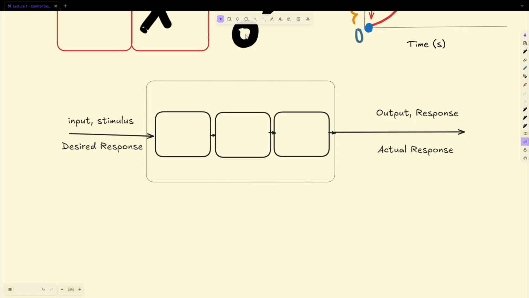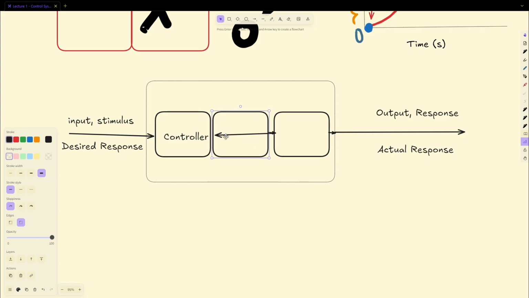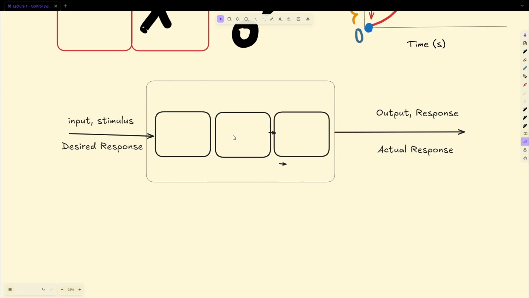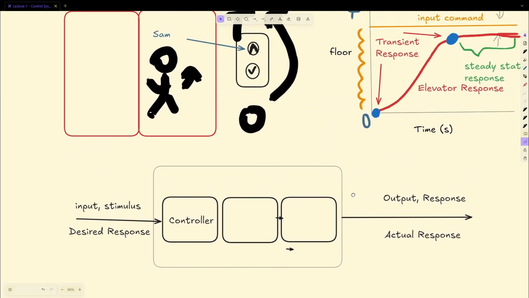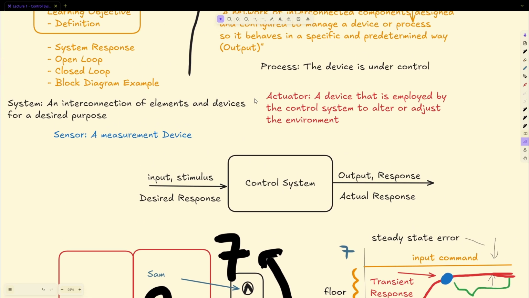So this control process system can be broken down further into something that controls the input. That is what we call the controller, right? So the controller, as we were saying, controls the amount of input that we're giving to the system, right? And then, if you remember, we talked earlier about an actuator. It's a device that is employed by the control system to alter or adjust the environment.